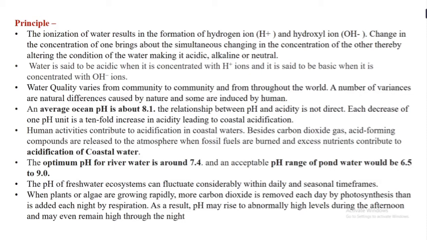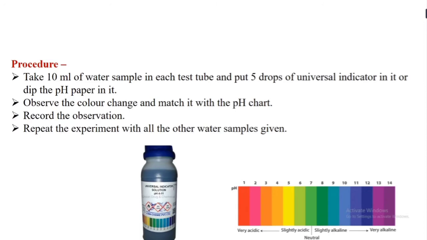Now let us quickly get on to the procedure. The procedure is the simplest. You just have to take 10 ml of water sample, each in each of the big test tubes. So you will take 3 test tubes. In each of the test tubes, you have to add 10 ml of different water sample. And then in that you have to add only 5 drops of universal indicator.